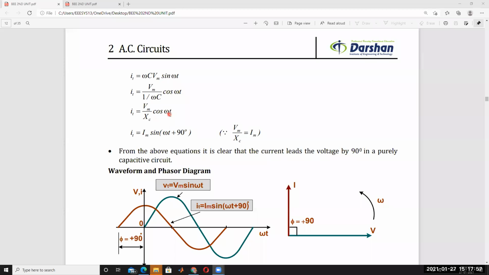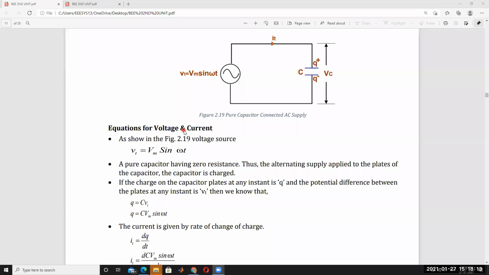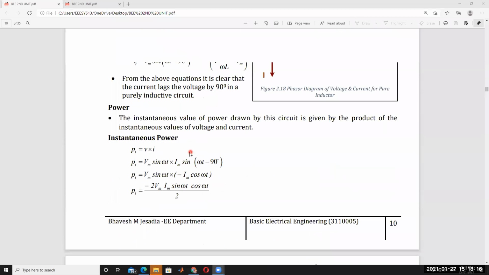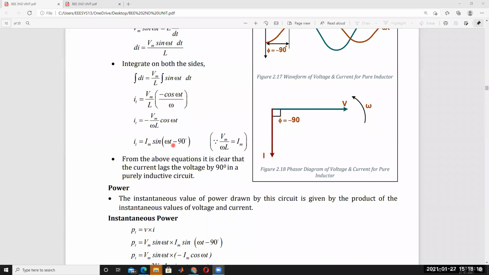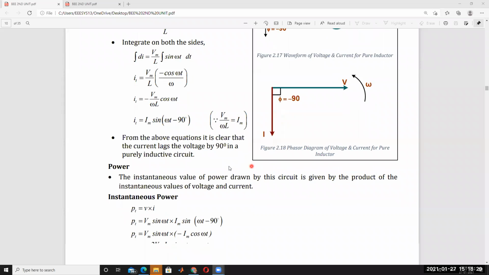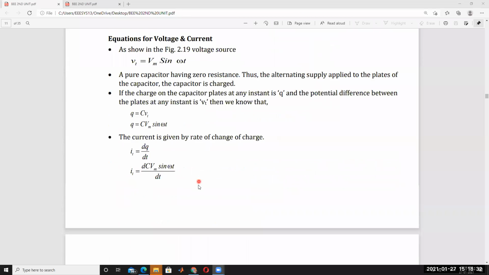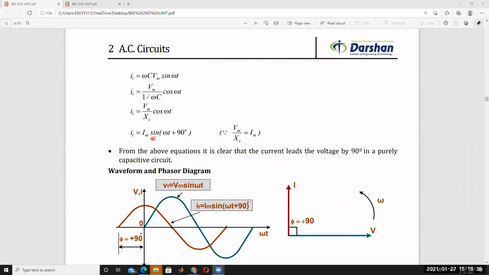Then It is equal to Vm by Xc into cos omega t, then it is equal to Im sin omega t plus 90. So we have to represent cos in this manner. That means current It is equal to Im sin omega t plus 90, which is leading. Plus 90 is leading. If it is minus, lagging. In the inductor, the current is lagging because of this equation, minus 90. Here, it is plus, so it is Im sin omega t plus 90.